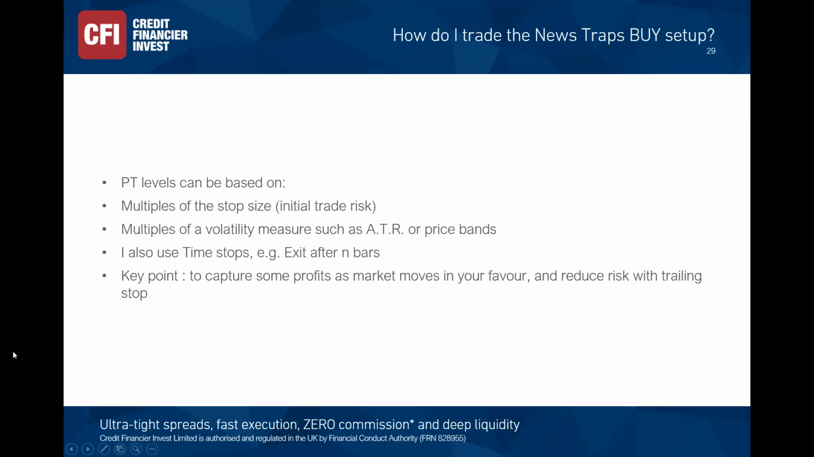I also like to use what I call a time-based stop. So what do I mean by time-based stop? So basically you enter into a trade. How long is that trade good for? Do you hold the trade forever until you get stopped out or until you hit your target? Or is there some intervening time point where you get out before momentum can change?